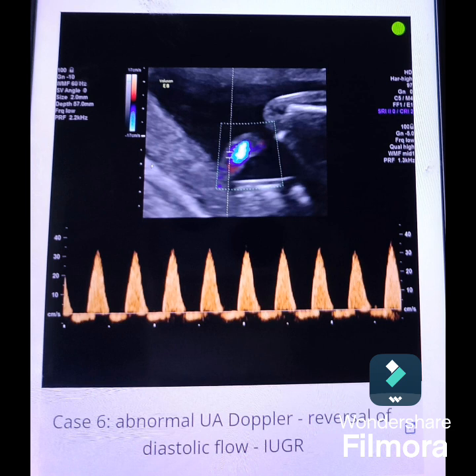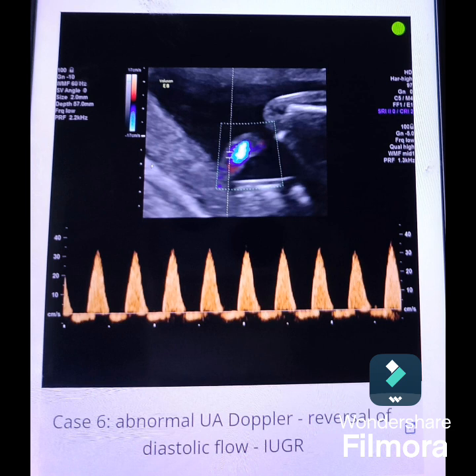Now what is an abnormal uterine artery Doppler? Persistence of the early diastolic notch, increased peak systolic velocity, reduced diastolic flow, absent diastolic flow. These are all abnormalities.